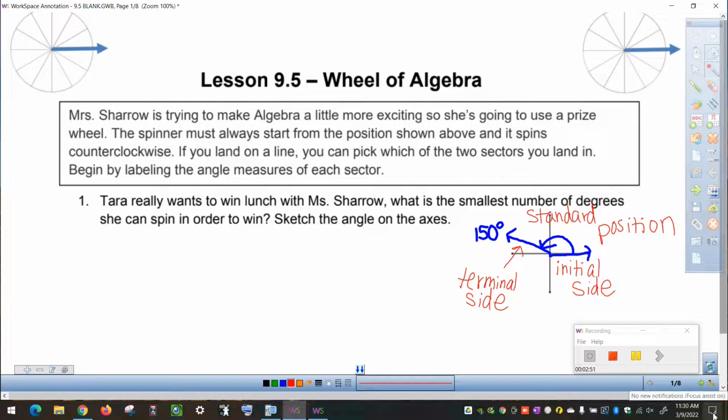So your angle might end up in a different place. Your terminal side is not always going to be at 150 degrees. But if your initial side is starting in this position here, just like the rules of our spinner game said, we say it's standard position.